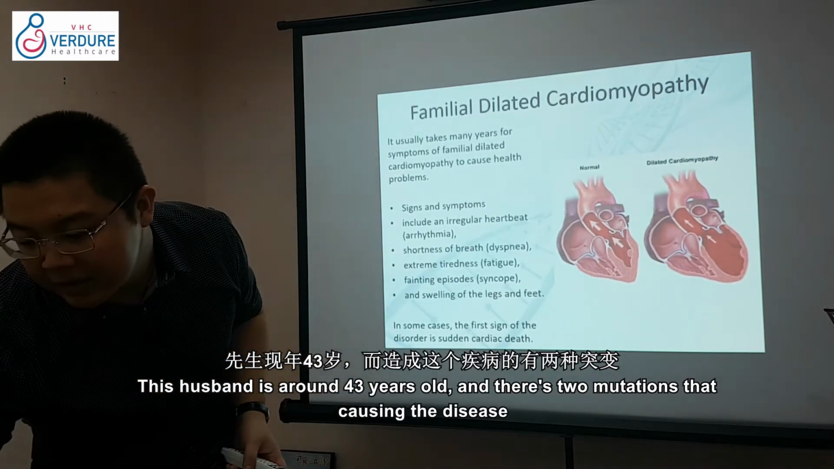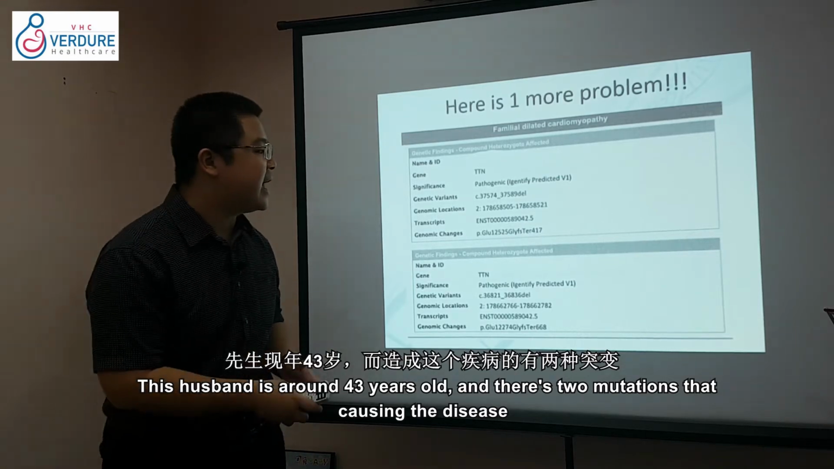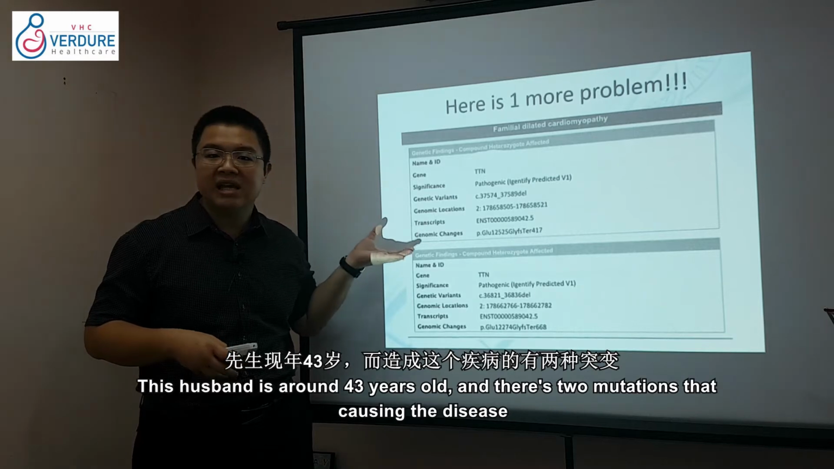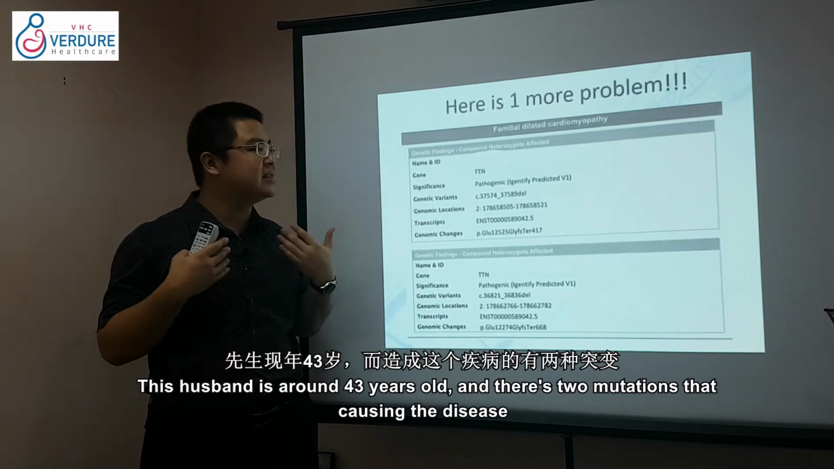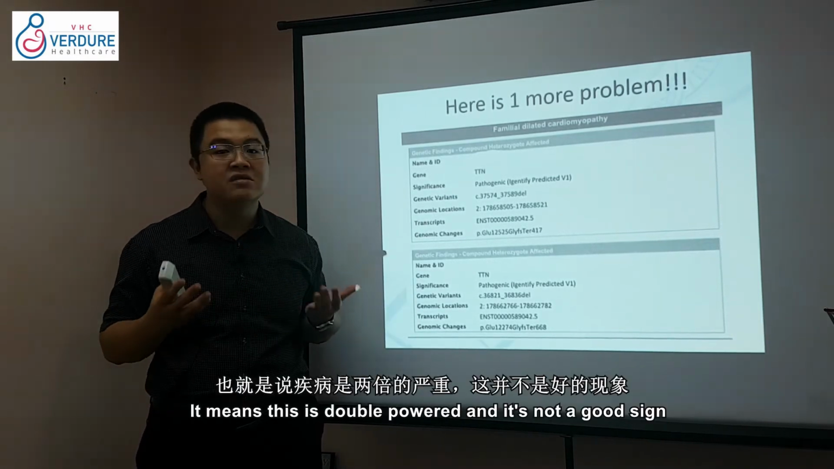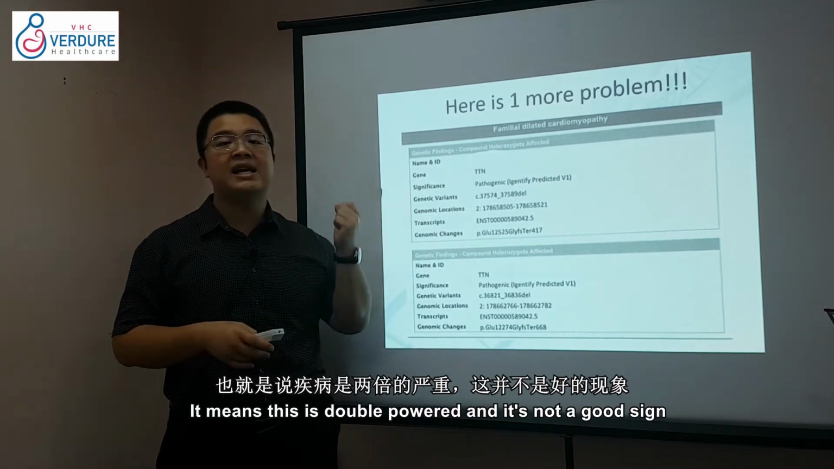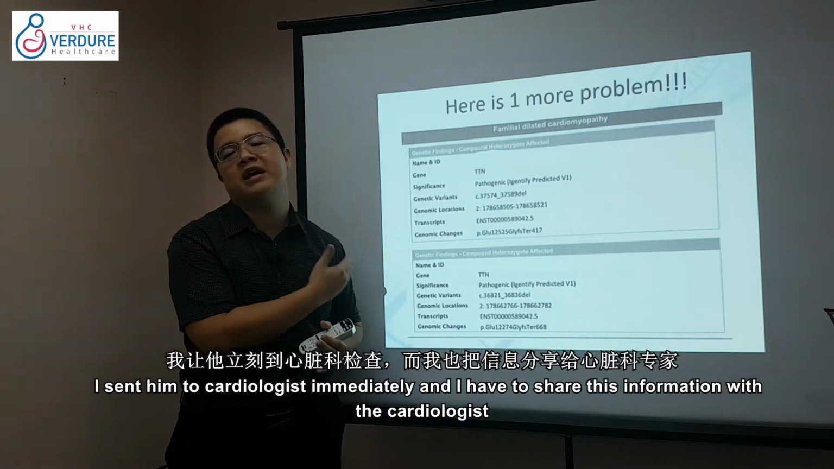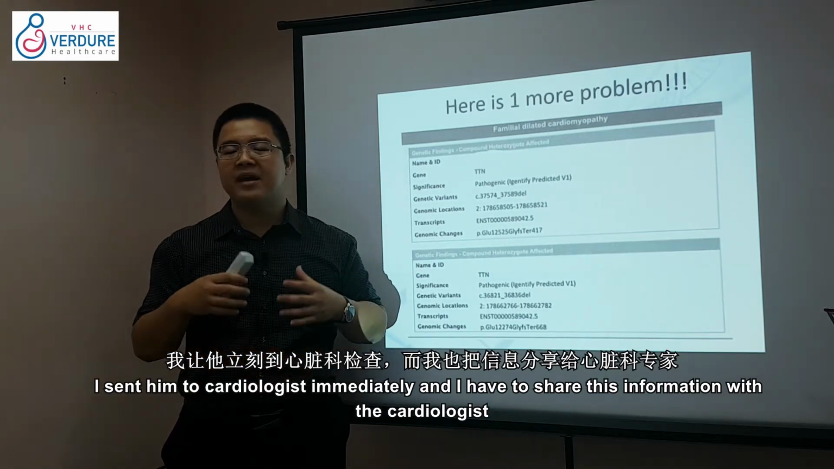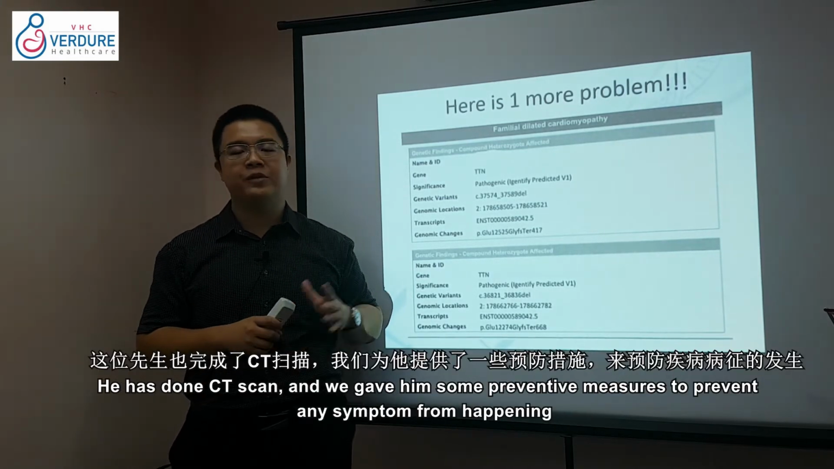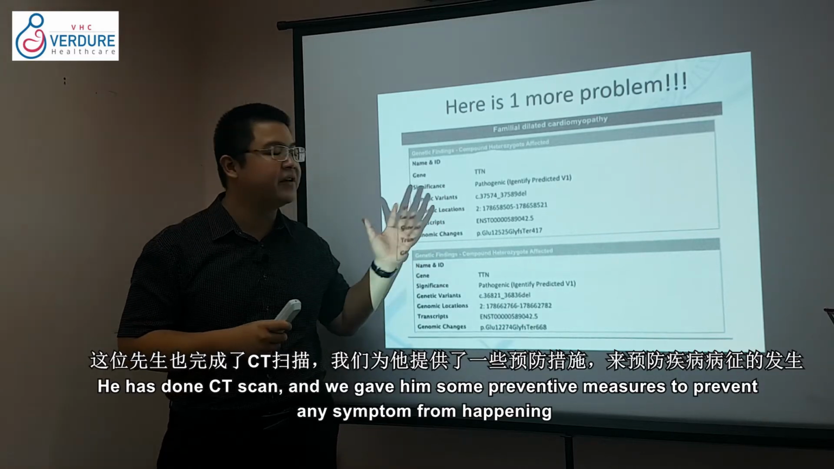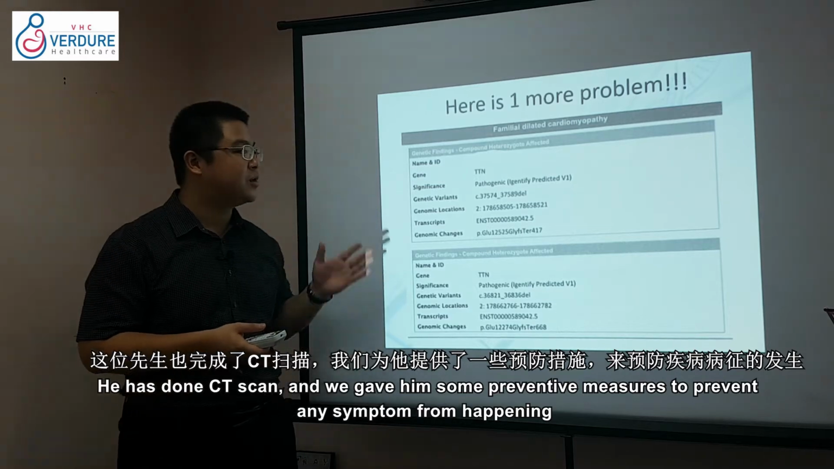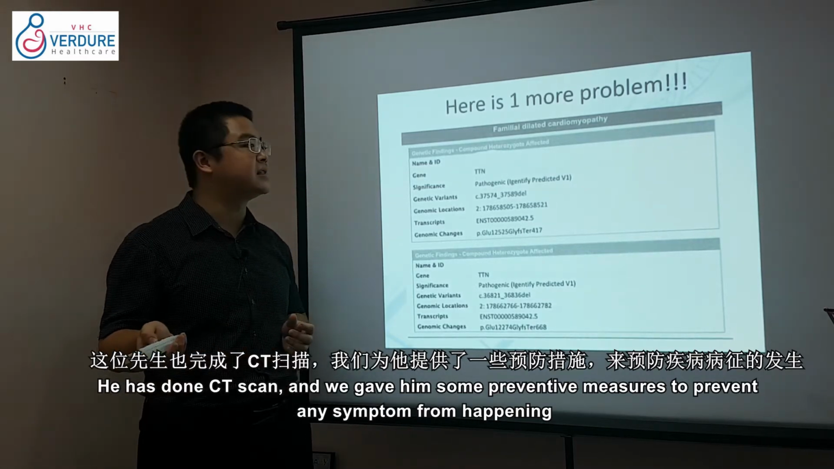Plus, there's one more thing. Let me go back to the previous slide. As you can see, there are actually 2 mutations causing this disease. So it means that this is double powered and it's not a good sign. So what I did was I sent him off to the cardiologist immediately, and I had to share this information with the cardiologist. We have done some CT scans with this person, and we have given some preventive measures to prevent any of the symptoms from happening.